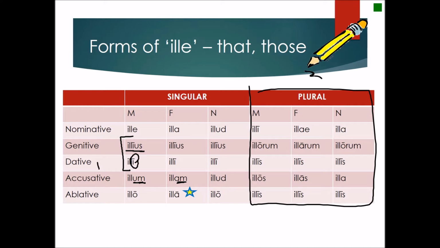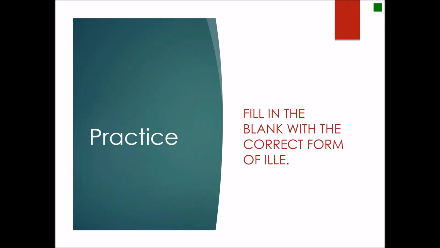Instead, it uses that I, which is characteristic from the third declension for the dative. Apart from that, these forms are much more similar than hic and ille to the first and second declension adjective endings that you already know. And let's go ahead and complete the same practice.